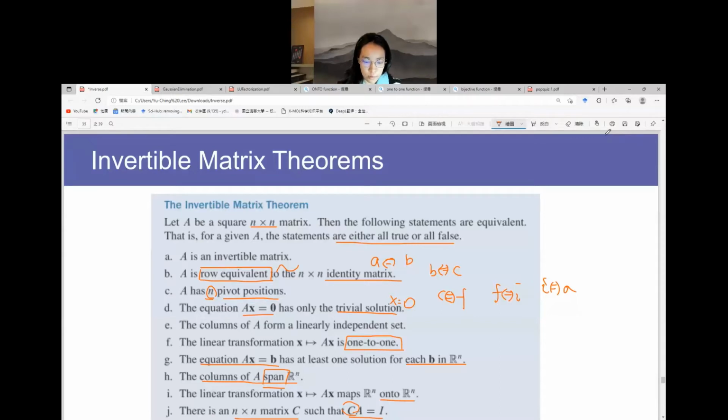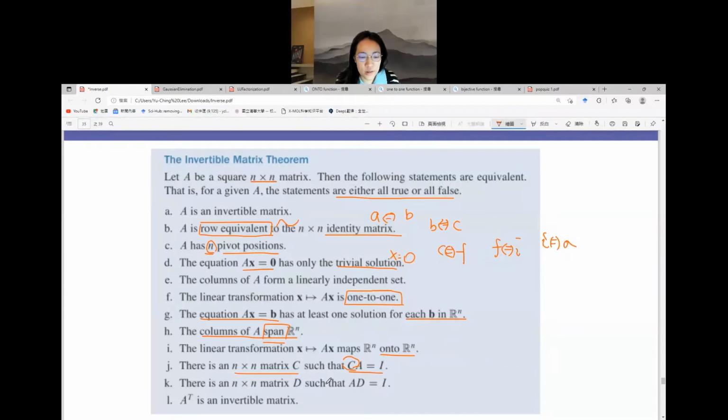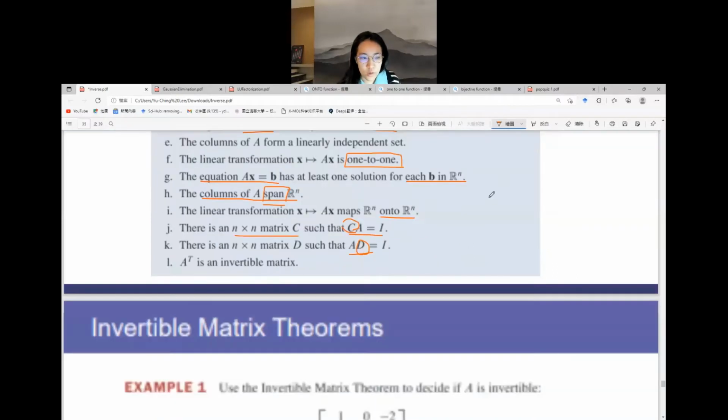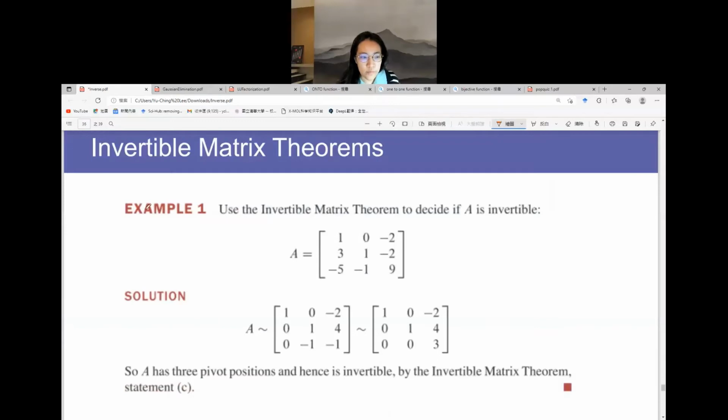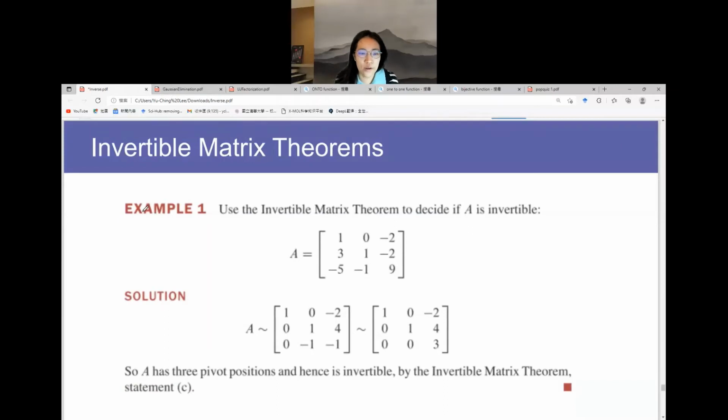Do you have any questions about the statements on this page? Okay. We still have two more items at the bottom. This is the same thing as saying that A inverse exists, and if A is invertible, then A transpose is also invertible. Then here are some examples to apply the theorem we just saw.